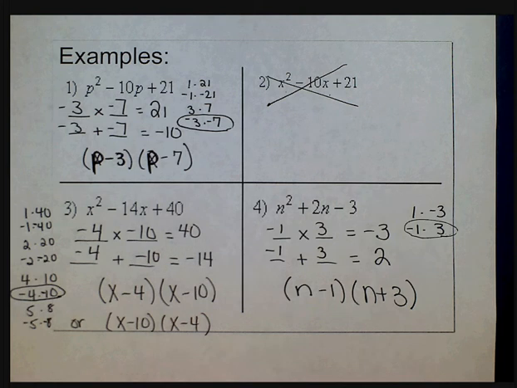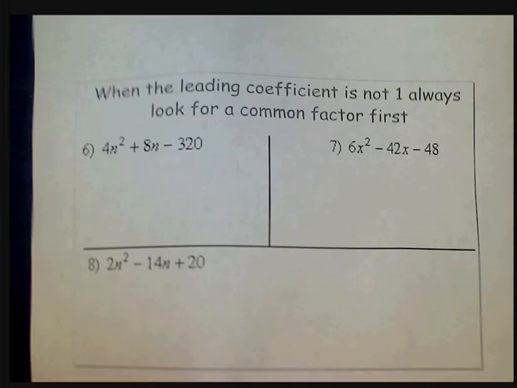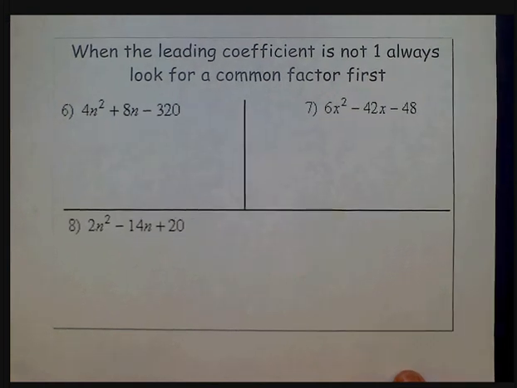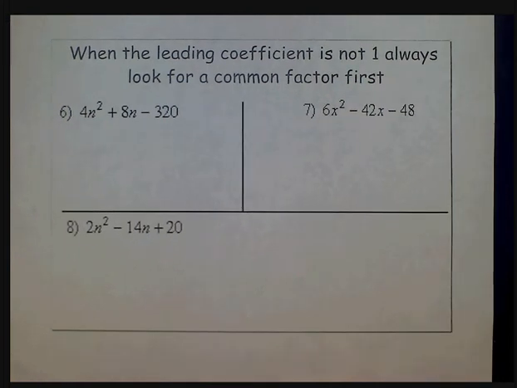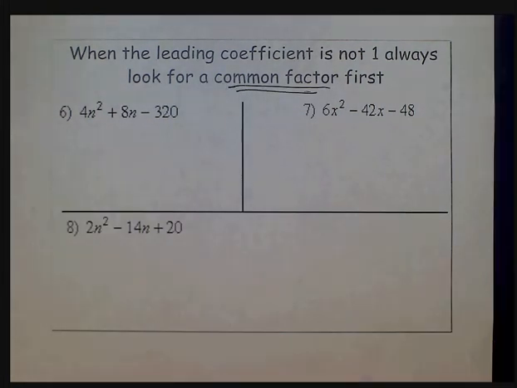All right, I have 3 more examples. When I put these 3 examples down, you're going to say, wait a second. These coefficients, leading coefficients, are not 1, but we're going to have to use that factoring that we learned first, factoring out that common factor. So when your leading coefficient isn't 1, always look to see if there's a common number that divides all of the numbers in the problem.